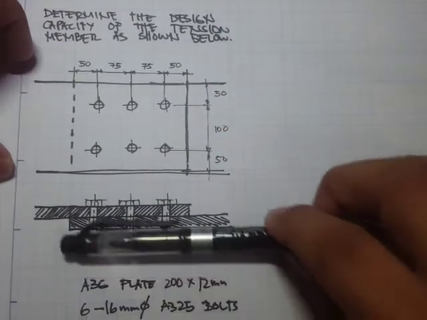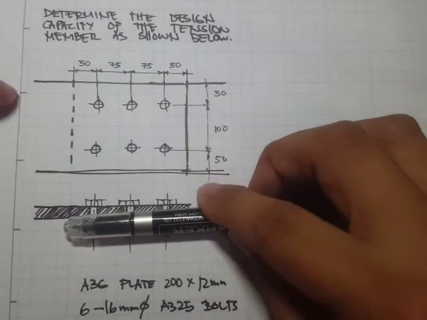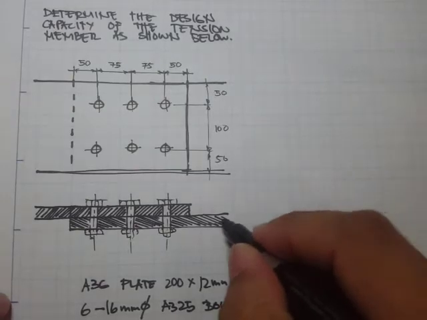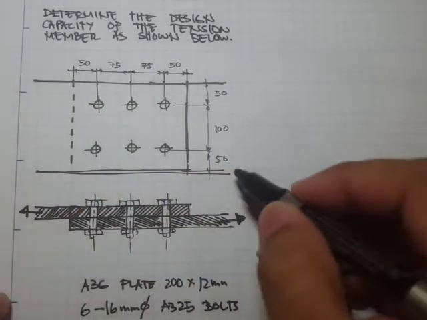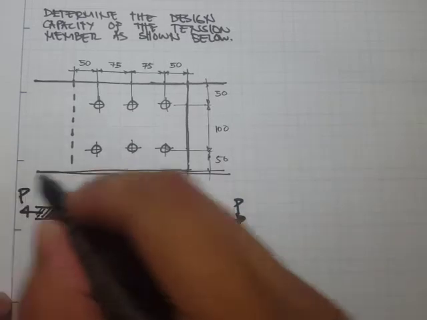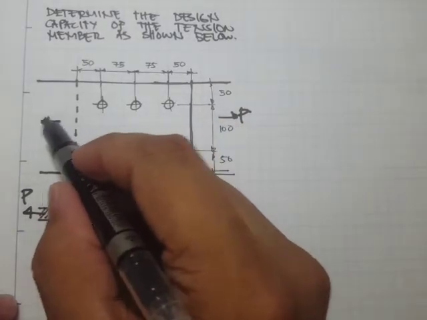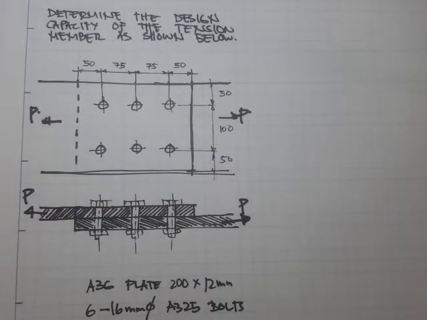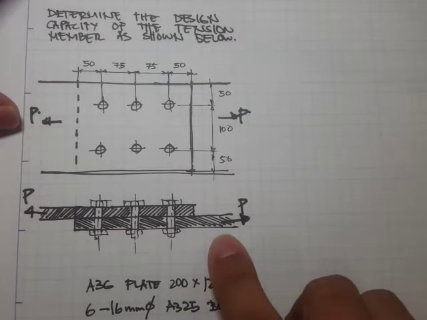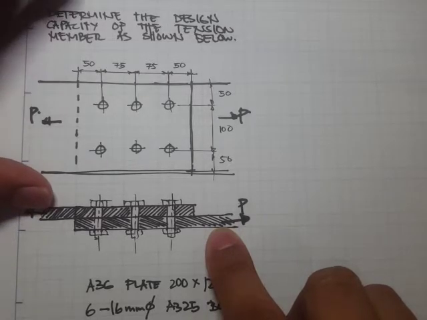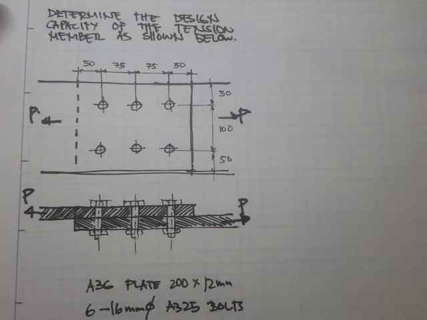So we have two members, one at the bottom and one on top, and we're applying a tensile force here. Let's say we have this P, and here of course we can draw it. If there's a different thickness, say the member at the bottom has a different thickness than the member on top, then of course there's going to be different computations for that. We have to check that as well.